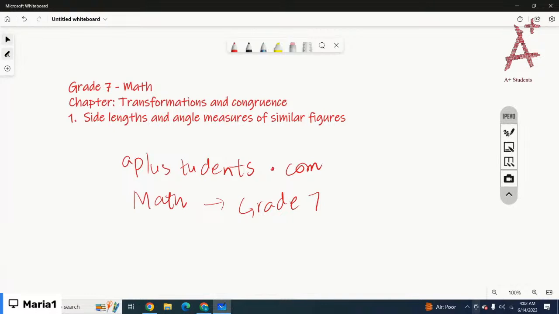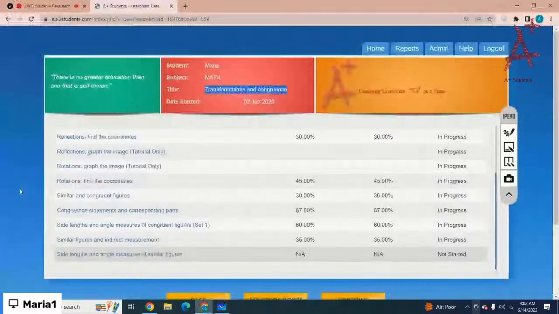There you can find a list of the chapters. We're going to start with the chapter transformations and congruence, and the lesson we're going to start with is side lengths and angle measure of similar figures. So let's just start with the lesson.